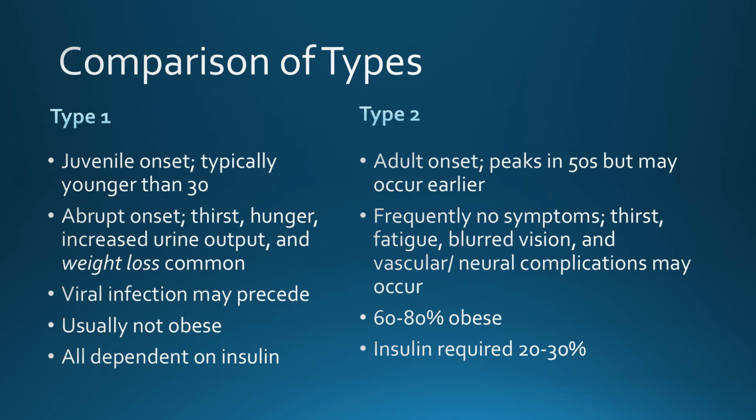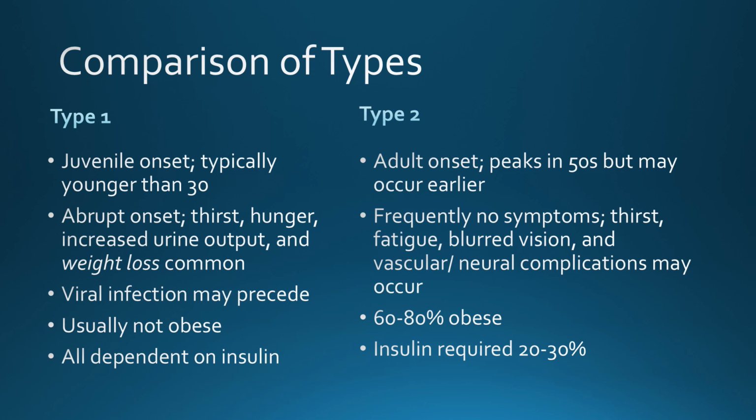So with type 1, we see abrupt onset. We see very specific signs and symptoms related to those high levels of glucose. With type 2, we may see no symptoms or vague symptoms, or we may not even know that the individual has this until the symptoms of those complications begin occurring. 60 to 80% of individuals with type 2 diabetes are obese, and insulin is going to be required in about a third of these patients.